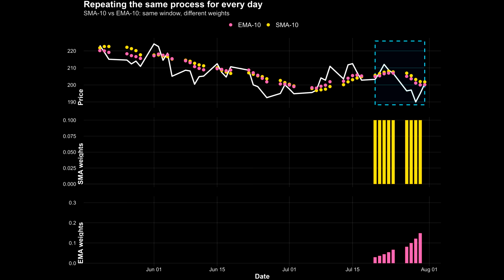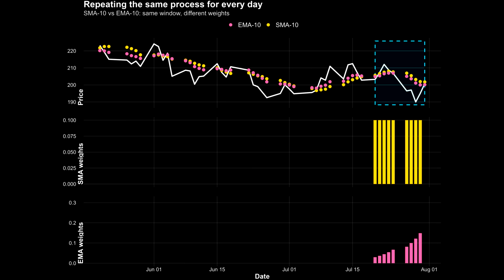The bars climb steadily, from roughly 0.03 up to about 0.15, with the most recent day carrying by far the largest weight. This is the exponential decay we talked about in the formula slide, made visible as an actual bar chart instead of an abstraction.